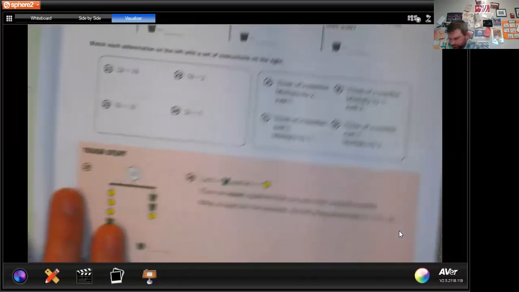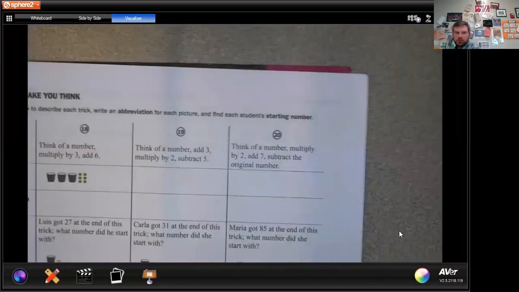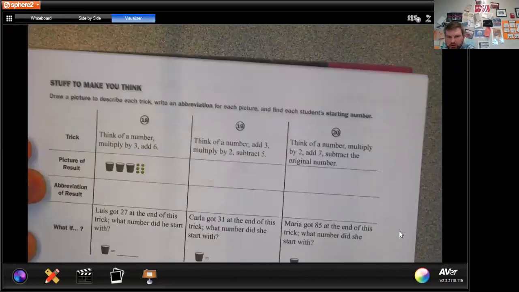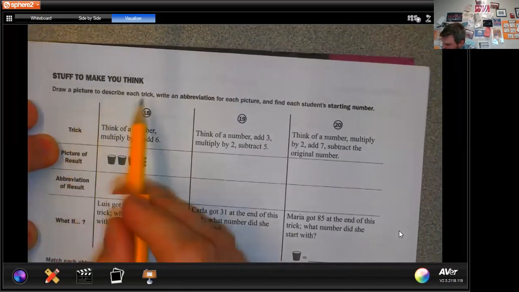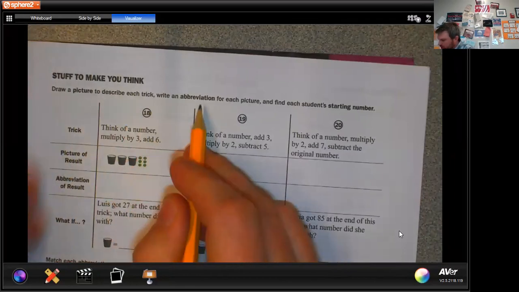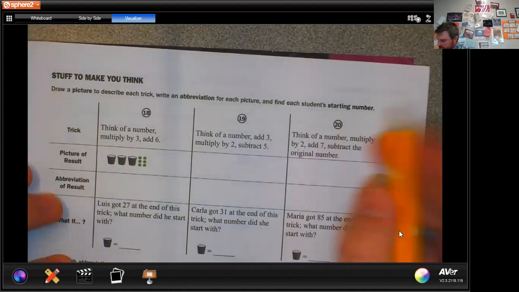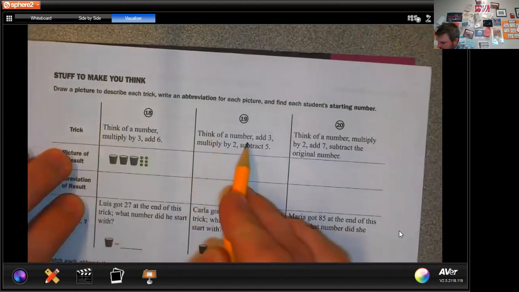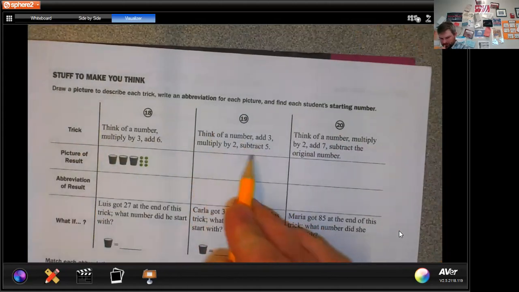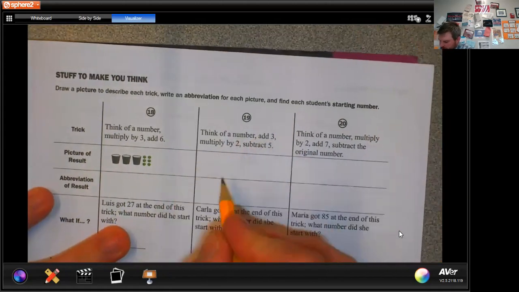Okay, so here at the top, stuff to make you think. Draw a picture to describe each trick, write an abbreviation for each picture, and find each student's starting number. Okay, so here's the trick. It's think of a number, add 3, multiply by 2, and subtract 5. So we're trying to find a picture of the result, like here.